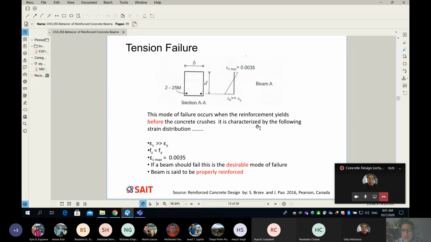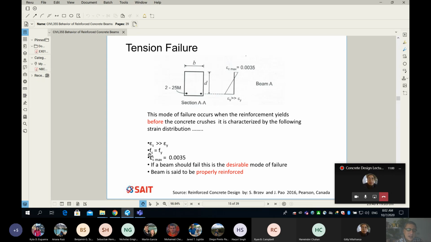So last class, we've seen three different types of failures. And I would like to go back one more time and remind you of what was going on and what are the numbers within every failure. So we started with something called the tension failure. Tension failure. And from the name, it means the rebar has yielded before concrete crushed in compression.